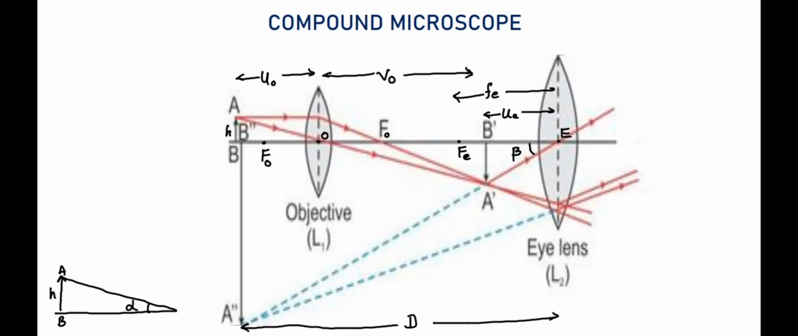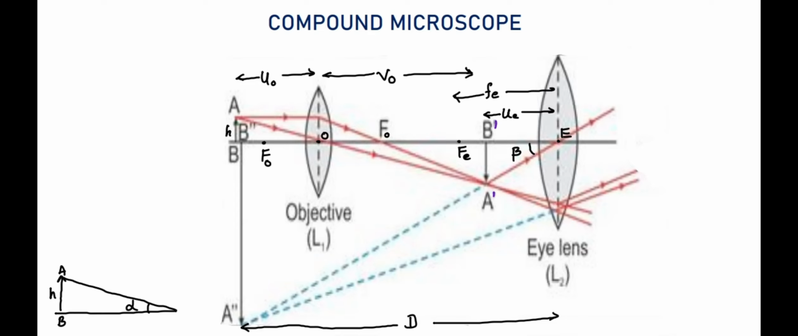Generally, the object is placed between f and 2f. Due to this, a real, inverted and magnified image is formed between 2f and infinity. It is known as the intermediate image A' B'. The intermediate image acts as an object for the eyepiece.